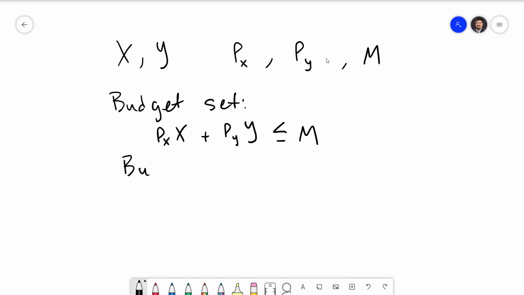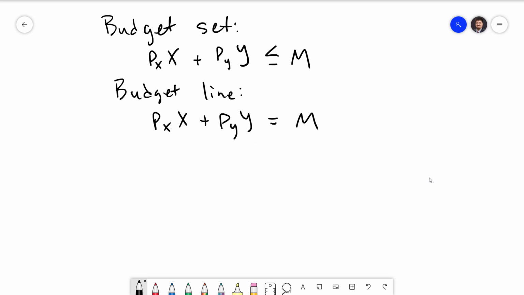A second definition is the budget line. The budget line is just the boundary of the budget set, and that consists of all the bundles where the consumer is spending exactly all their money. So instead of less than or equal to M, it's Px times X plus Py times Y equals M. For graphing purposes, you may find it helpful to solve the budget line for Y. It's not strictly necessary, but it can be helpful.